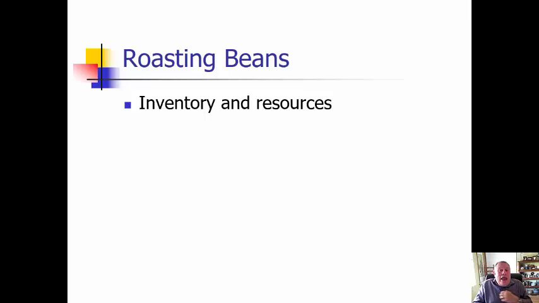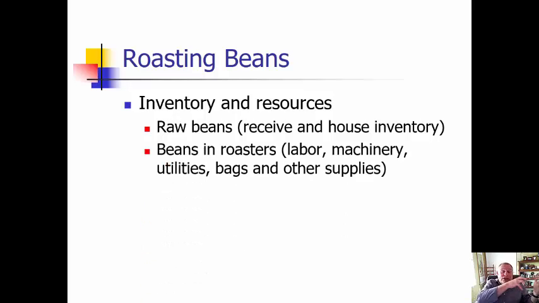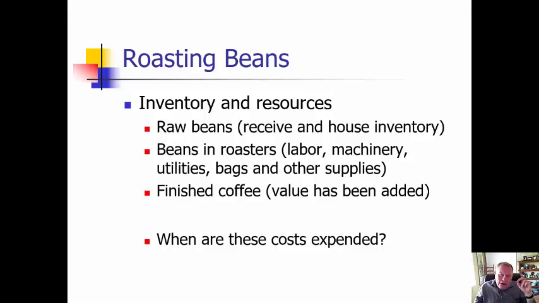The next step in the process is roasting beans. So you have inventory and resources here. Well, you have raw beans that come in. When the beans come in, somebody has to receive them and organize them and put them in inventory. So then the next step is take the beans, put them in a roaster, which includes labor, utilities, bags, and other supplies. So we roast them. Then there's finished coffee. Value has been added. So we've taken these raw beans, we've done things to them, and now we have a finished product that we can sell. Okay? So keep that in mind. Also keep in mind, when are these costs expended?